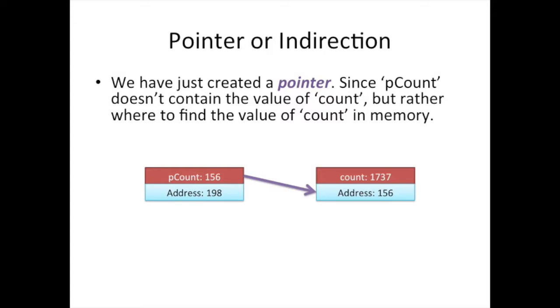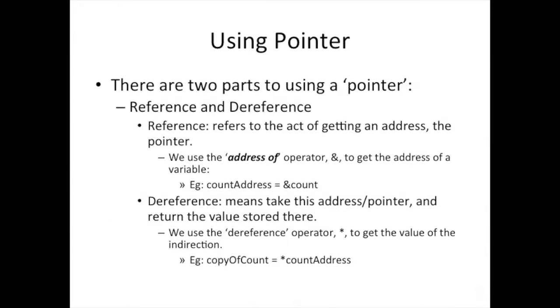Now, before we see that, though, we need to talk about the dual property of a pointer. And that is, if you have a pointer, which is an indirection to or a reference to something else, how do you use that reference and get back to the value? And so that is what we're going to talk about, and then we're going to see some code to illustrate this. So like I was saying, there are two parts to a pointer. There's the, I want to get a pointer, and how do I get it?